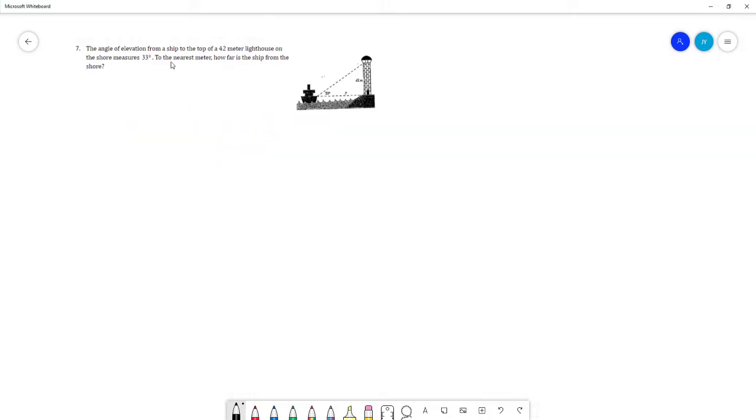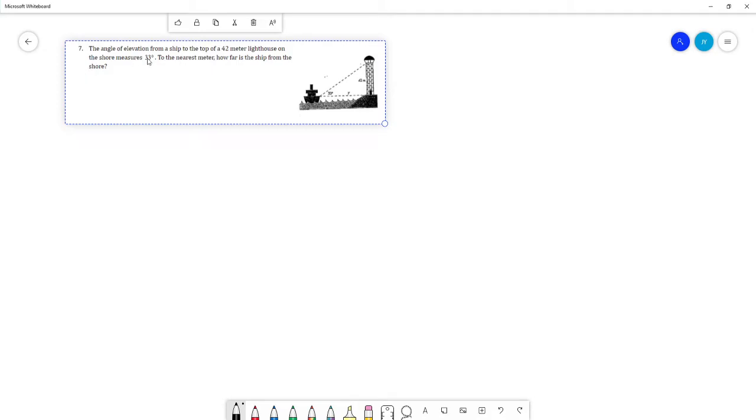So the key factors to notice here is that we have a 42 high lighthouse, and then we have the angle of elevation, which is the amount you tilt your head up, is 33. Knowing those two pieces of information, if this was on a test, it'd be crucial to highlight or underline it, because it's the most crucial information that you need to know. Next, we see that this is a right triangle, and that means we can apply the trigonometry applications.